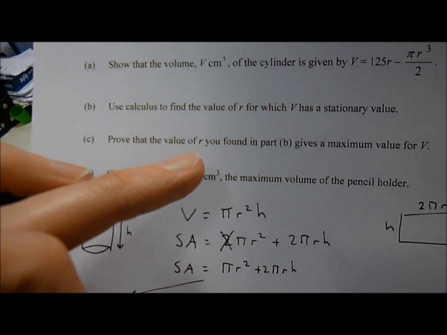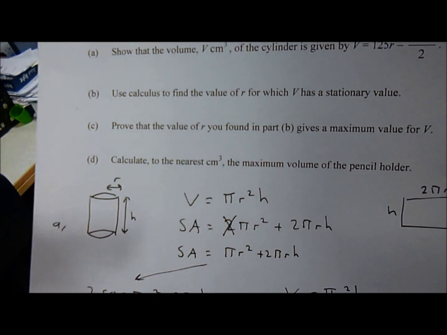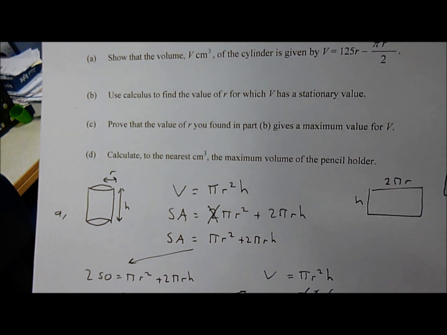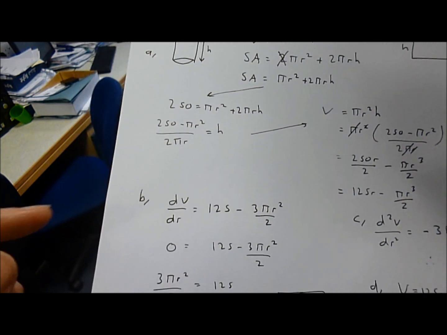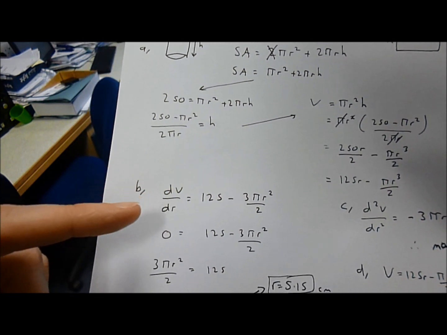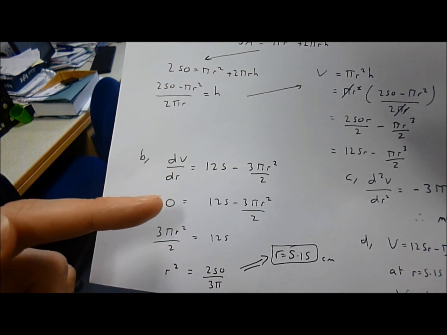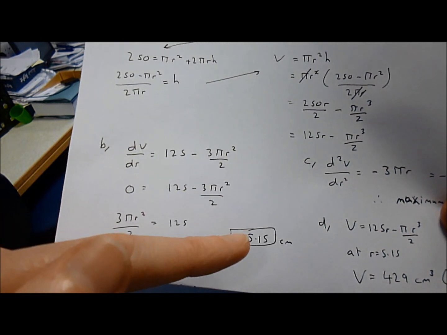It says, use calculus to find the value where there's a stationary point, or it might say maximum or minimum point, where this V has a stationary value. It all means the same thing. You basically differentiate, that's what calculus means, either differentiate or integrate. So we differentiate, we set equal to 0. If you solve that, you get r equals 5.15.